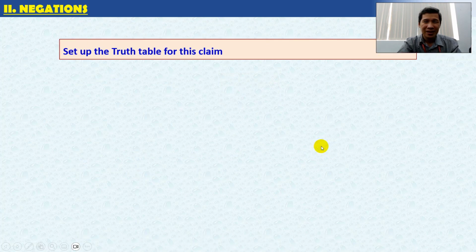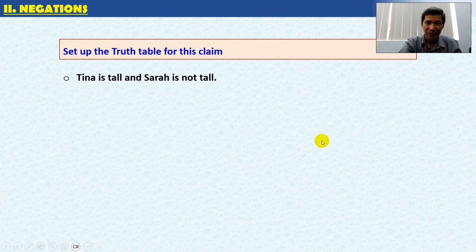Okay. Now, let's have the truth table for this claim. Tina is tall and Sarah is not tall. If Tina is tall, we say P, and Sarah is tall, that is Q. This is the combination of conjunction and negation. Then it's going to be P and not Q.